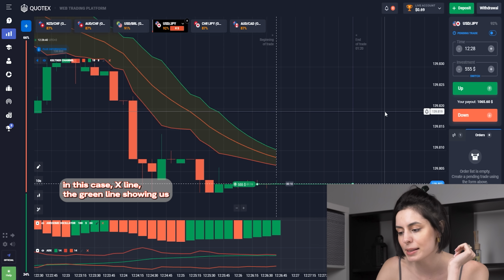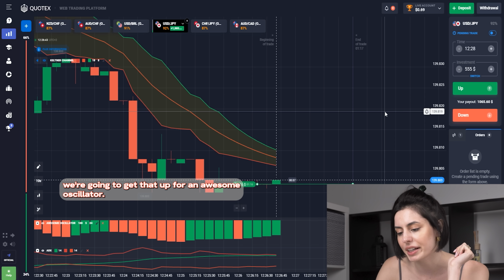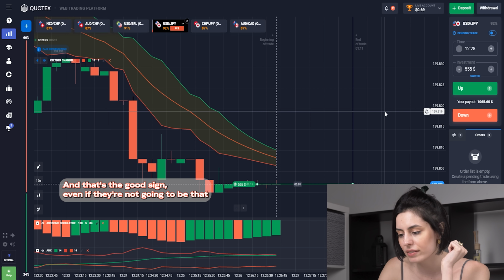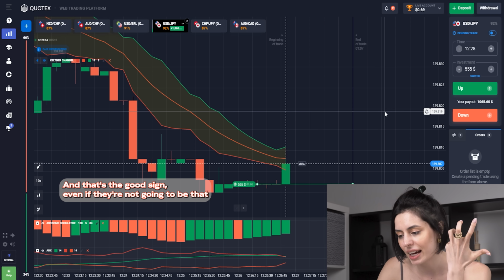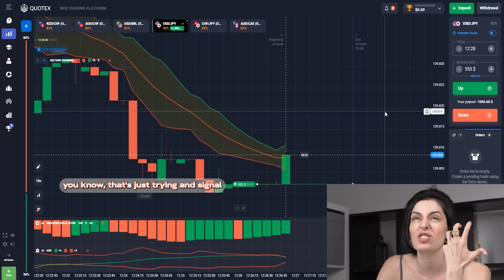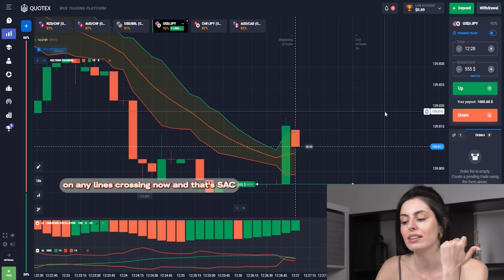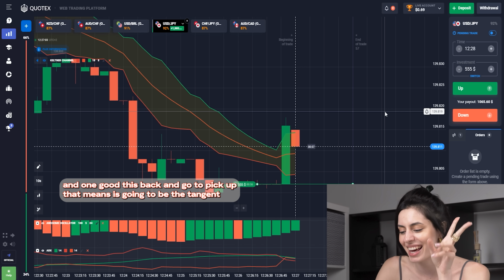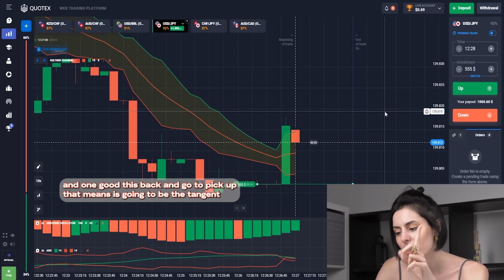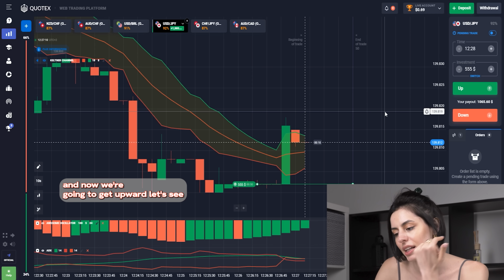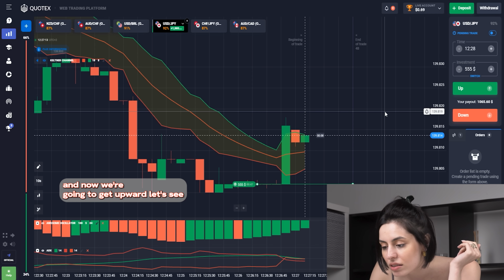ADX lines, green line showing us we're gonna get upward. Awesome oscillator candles turn green, and I think they're trying to get above zero, and that's a good sign. Even if they're not gonna, that's just trying. It's a good one. ADX lines crossing now, and that's the second good one, just because that means it's gonna be the changing of the tendency that was before. In our case, we've been getting downward, and now we gotta get upward. Let's see.